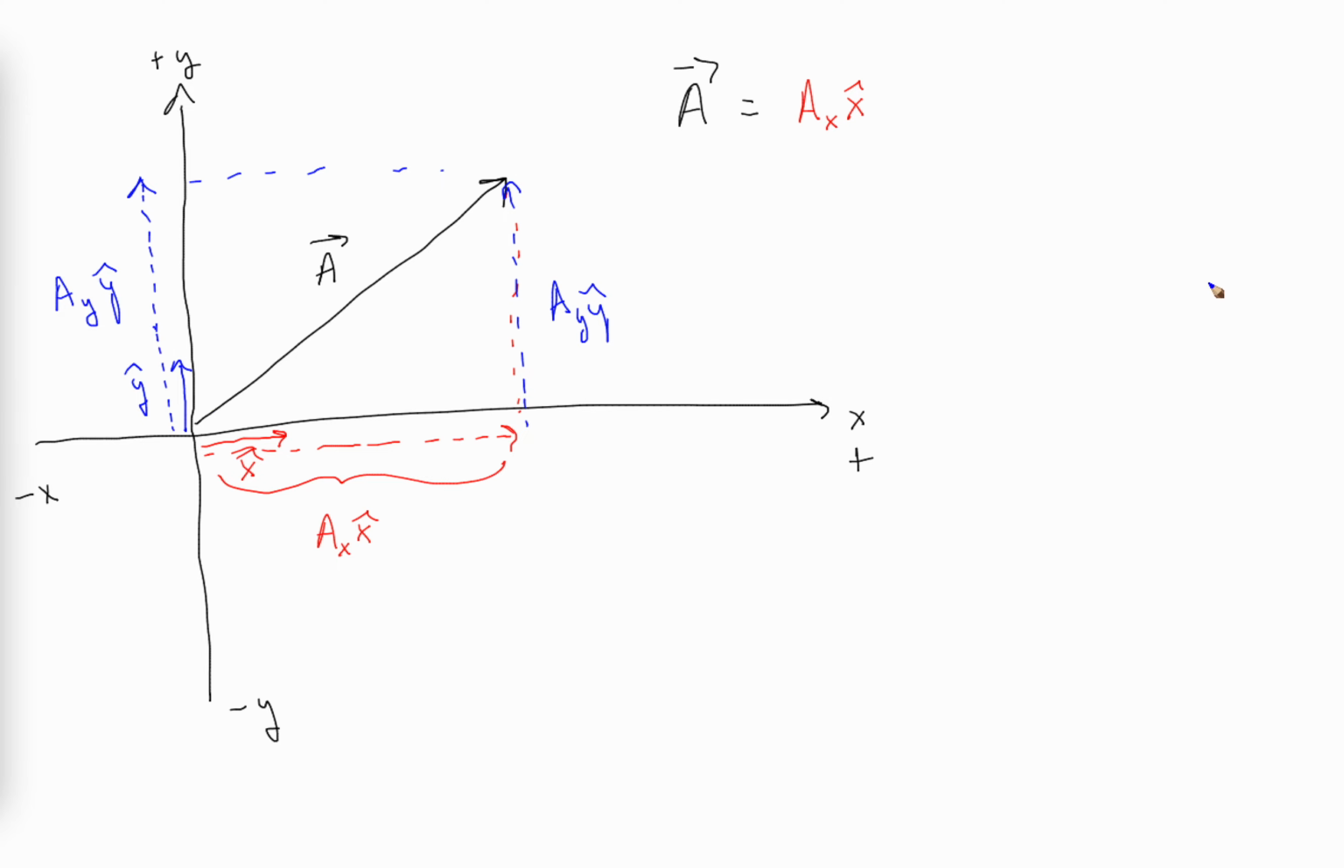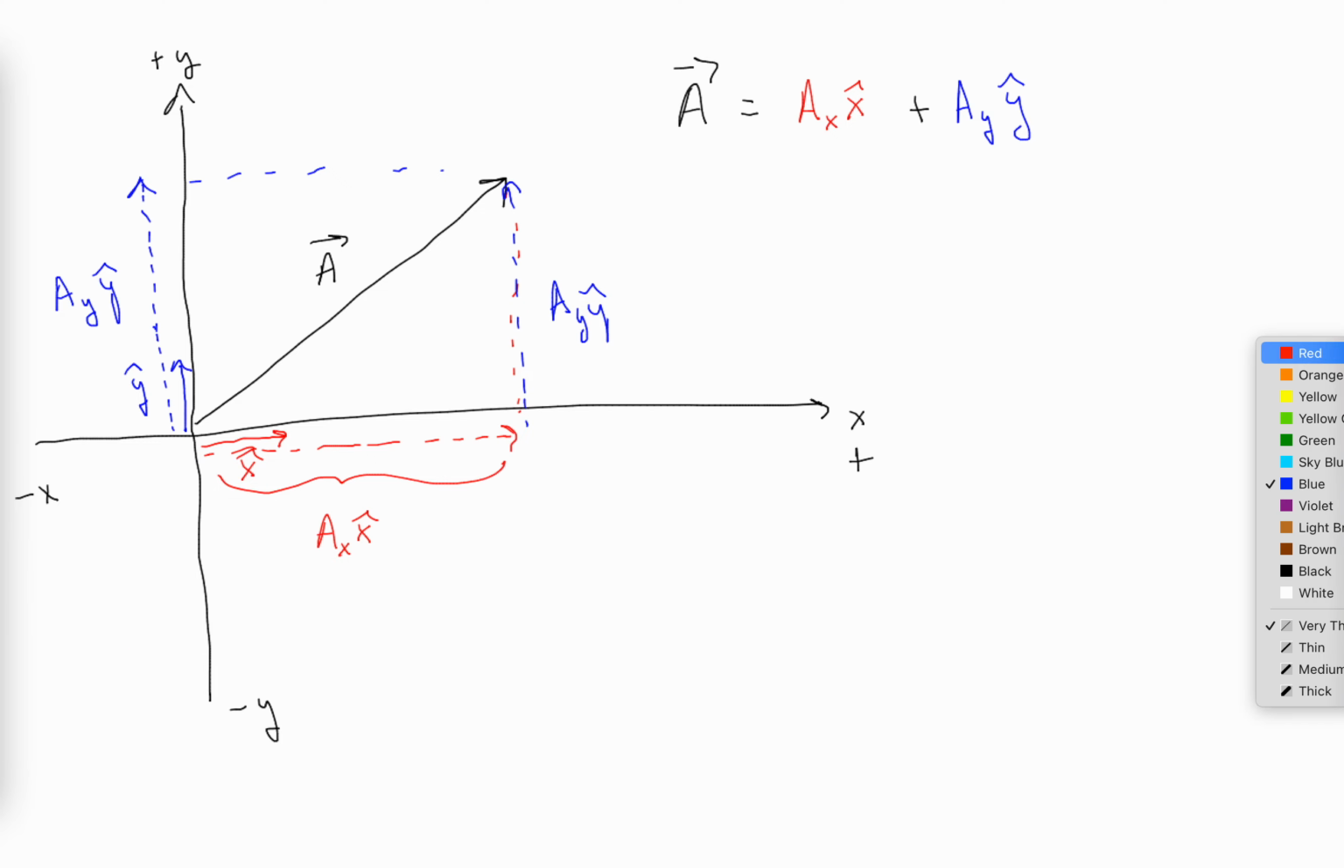So what I can say is that the vector A is the sum of some scalar a sub x times x hat plus some other scalar a sub y times y hat. And so these two unit vectors get multiplied by these scalars and added together to give me the vector A. And it doesn't matter what vector I choose. Let's choose another vector. Let's do it in black.